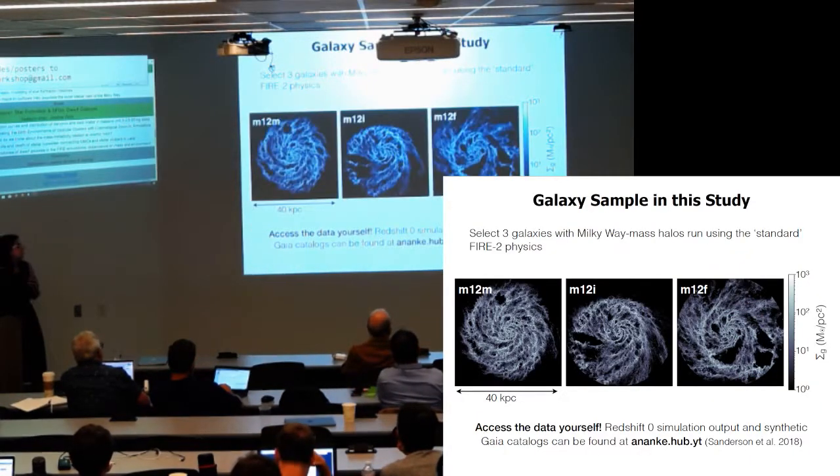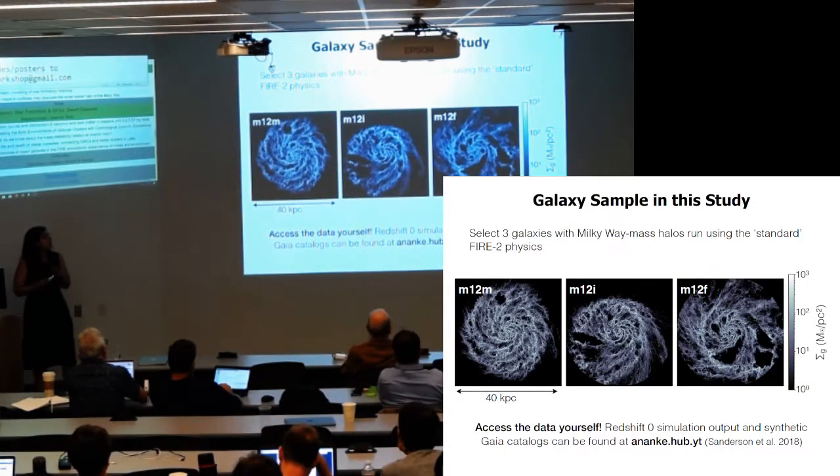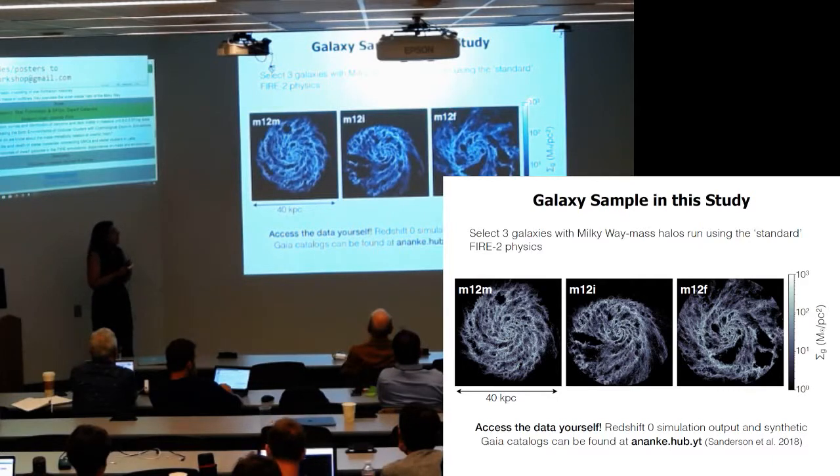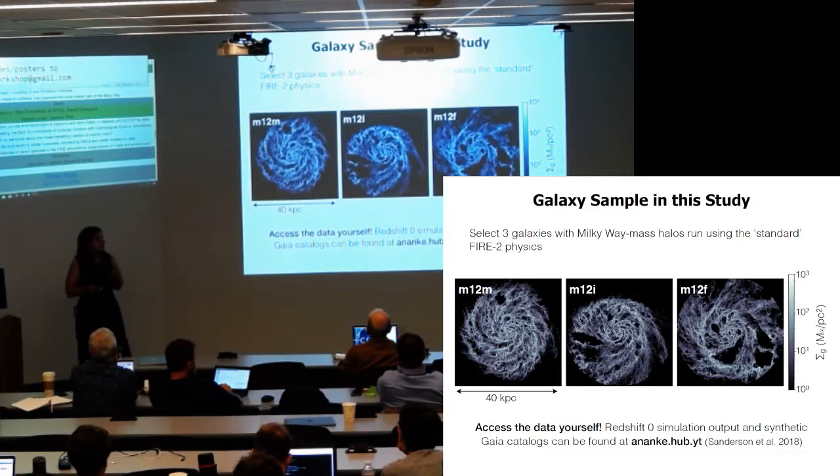So within the Latte sample, I'm going to focus on 3 specific galaxies today. They're Milky Way mass halos, and they're run using the standard FIRE2 physics that I just showed you on the previous slide. These are the 3 galaxies in question. So the first one, M12M, M12I, and M12F. And these 3 images show you gas surface density projections of the 3 disks. Each one is about 40 kpc across. And the reason we choose these 3 galaxies is because, as you can see, their morphology is a little different, but they're all in Milky Way mass halos.